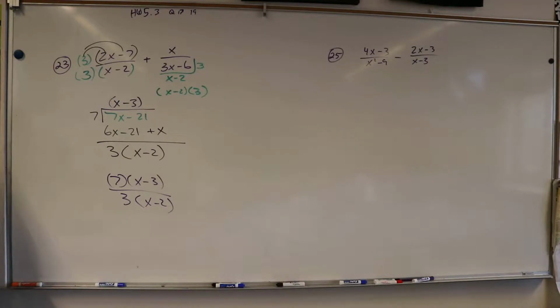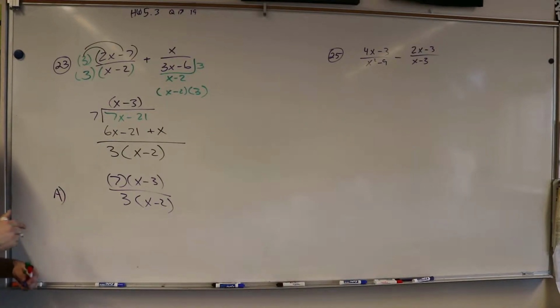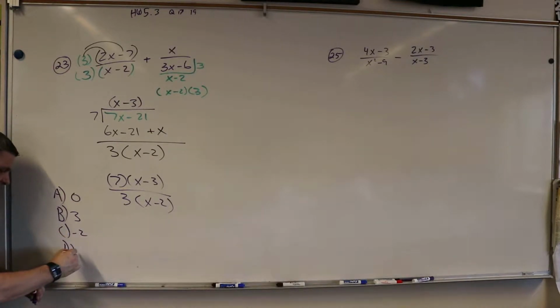Alright. So we know it's not 0. But guess what? On the state test, they're going to go A, B, C, D. A will be 0. So here, I'll give you a little: A, 0; B, 3; C, negative 2; D, 2.